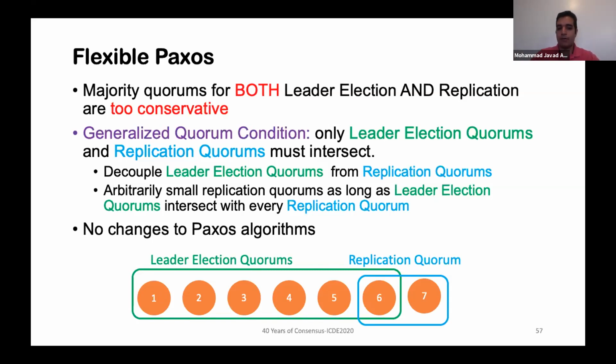So basically, the algorithm is the same as Paxos. It's just talking about the number of nodes and the trade-off between leader election quorums and replication quorums.